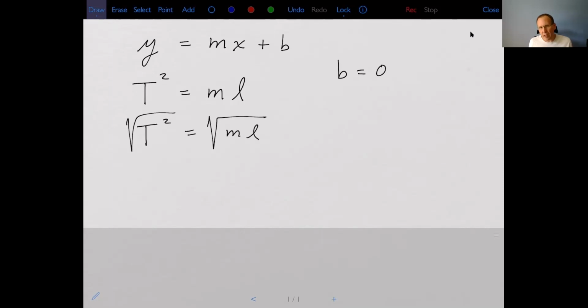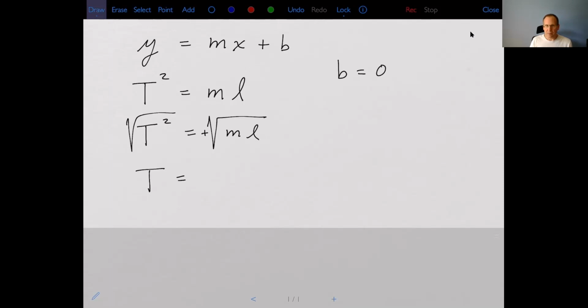If you're being really careful, remember when you take the square root, it's going to be plus or minus. But in this case, we don't want negative periods. Doesn't make sense to have negative. So I'm just going to take the positive root. So this is going to be plus. So square root of T squared is T. So that's my period. And that's going to equal the square root of m times L.